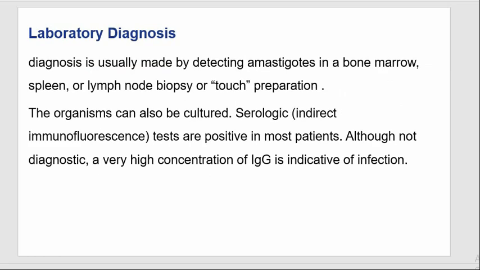نتحدث عن laboratory diagnosis of the Leishmania depending on the Leishmania donovani usually by detection of amastigote in bone marrow, spleen or lymph node biopsy or touch preparation. The organisms can also be cultured. Serological and direct immunofluorescence tests are positive in most patients. Although not diagnostic, a very high concentration of IgG is indicative of infection. إذن ارتفاع ال IgG يشير إلى وجود الإصابة لكن ال IgG يكون specific for Leishmania donovani.